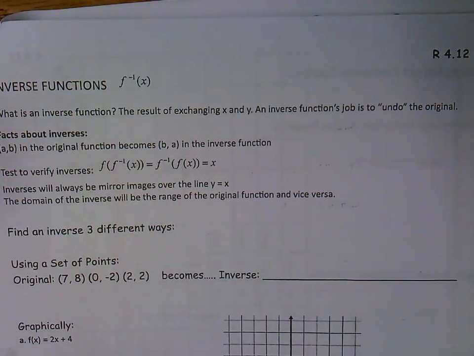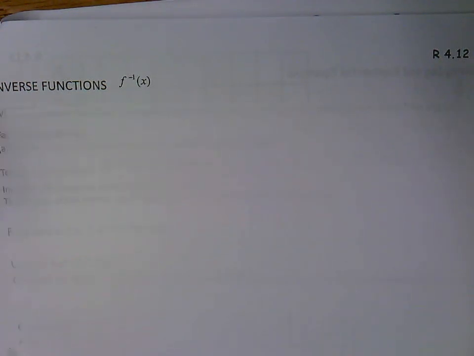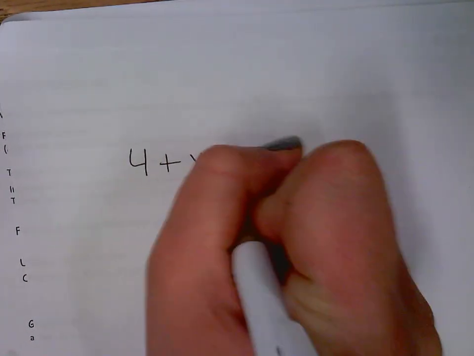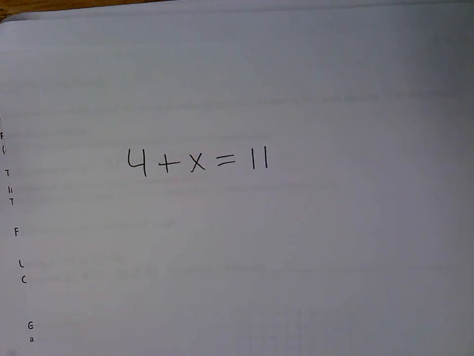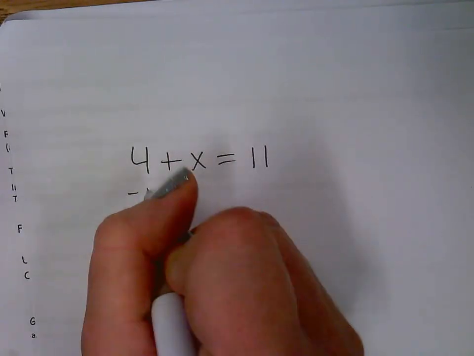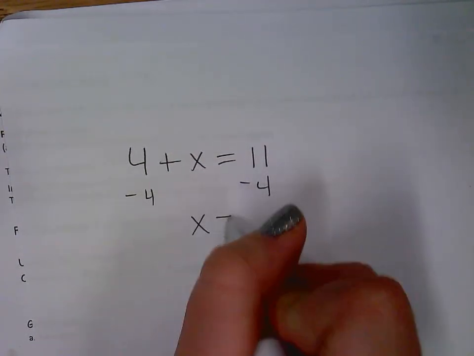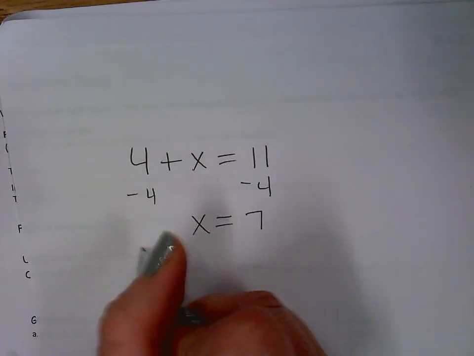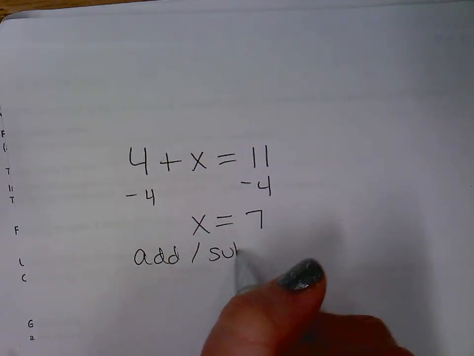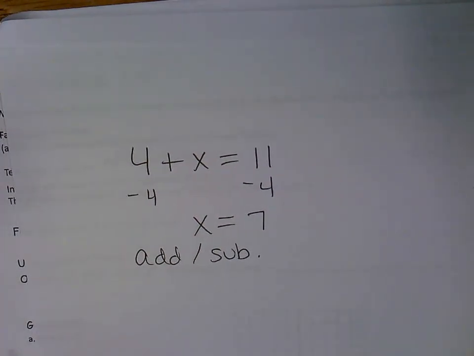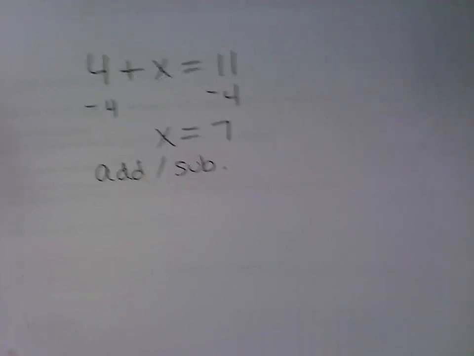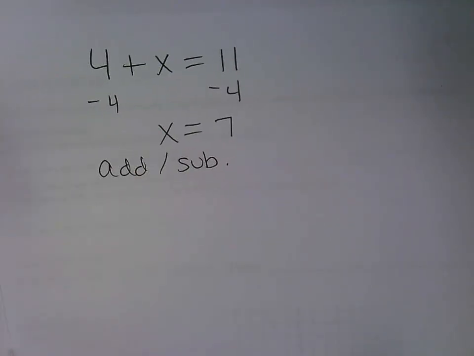Okay, so an inverse function. I'm going to actually just write something. You don't have to write this down. If I had 4 plus x equals 11, I want to solve for x. What can I do to both sides? Okay, subtracting 4 is an inverse function. So addition and subtraction is one pair of inverse functions that undo each other. Give me another pair of functions you know are inverses.